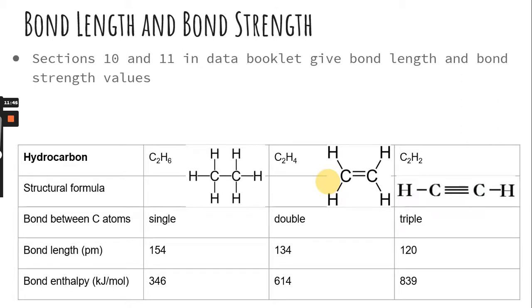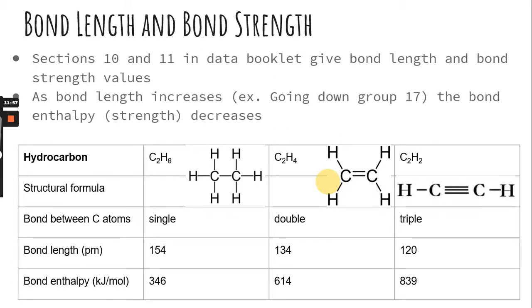In sections 10 and 11 of the data booklet, it gives the bond length and the bond strength values. And so those values are given to you. We would not have to calculate those on our own. What you need to remember, though, is that as the bond length increases, the enthalpy, which is the strength, decreases. So the longer the bond, the weaker it is. The shorter the bond, the stronger it is.